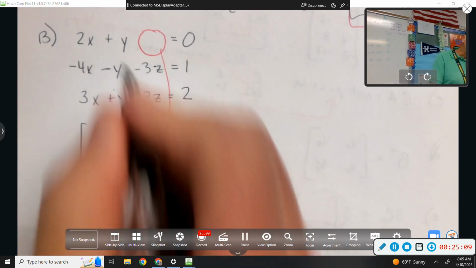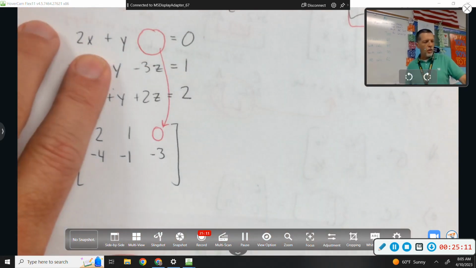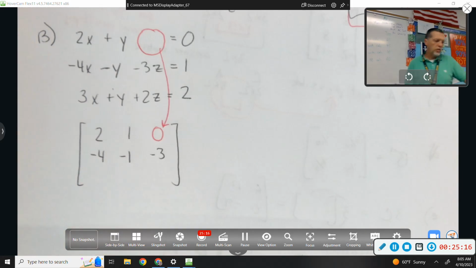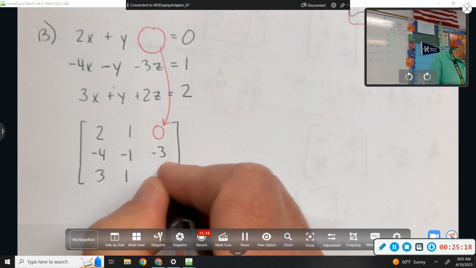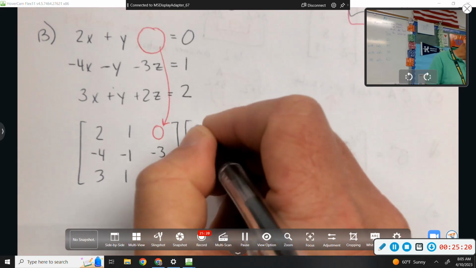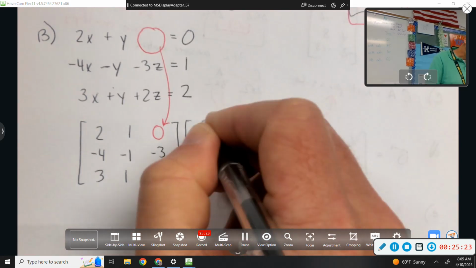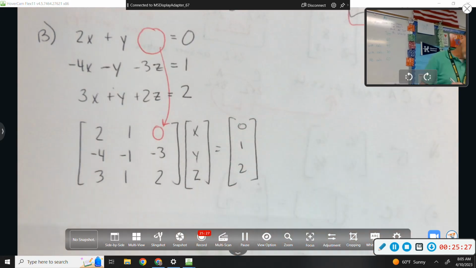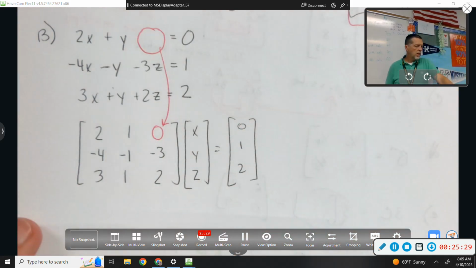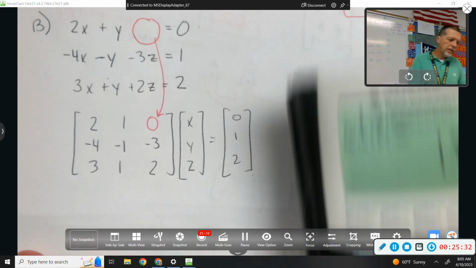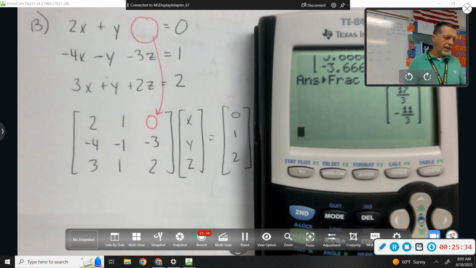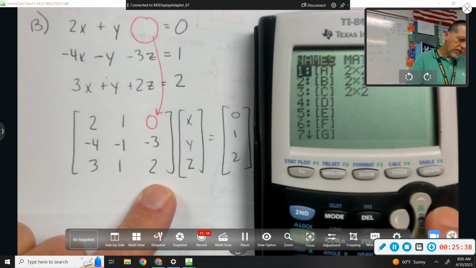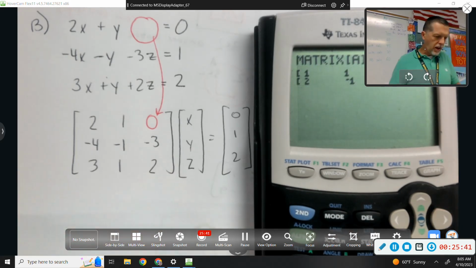Sometimes people forget to include the signs, like they look at that coefficient of y and they're like, oh, the coefficient's 1. No, it's -1. So make sure you get the signs in there as well. And then now you're ready to go to the calculator. So I don't need to see all the x's and a's and inverses stuff. Second matrix, edit matrix A into a 3x3.